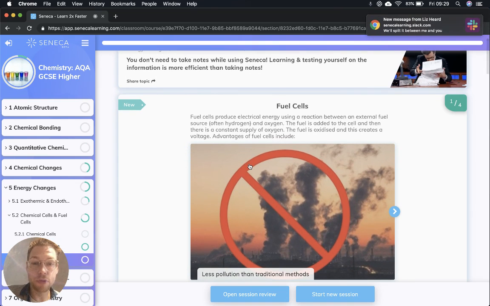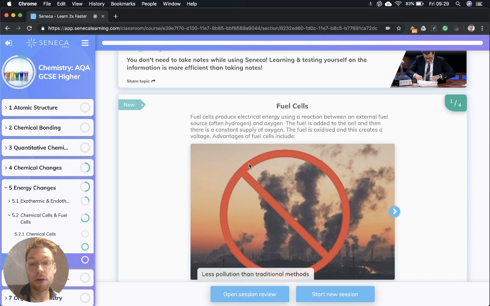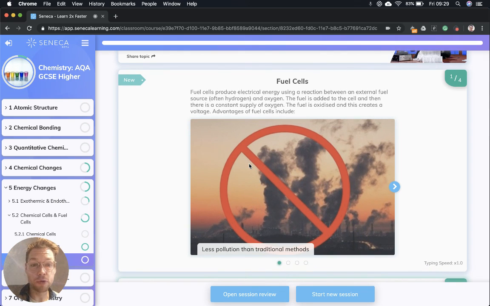So, fuel cells, what are they? Basically, they are used to produce energy through a reaction between an external fuel source, often hydrogen, and oxygen. The fuel is added to the cell, and there is a constant supply of oxygen. The fuel is oxidized, and this creates a voltage.